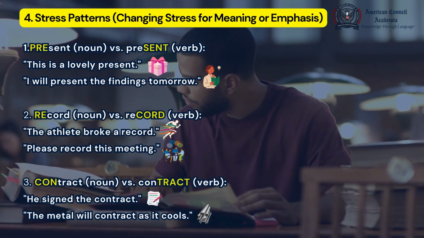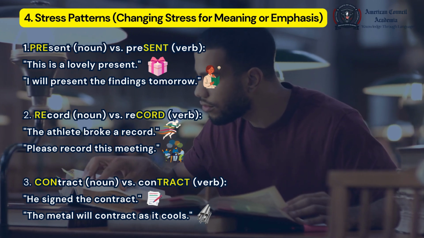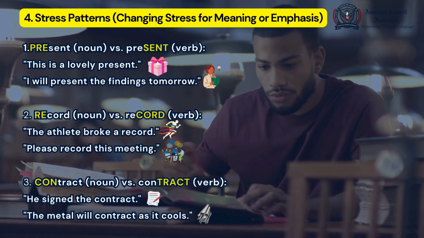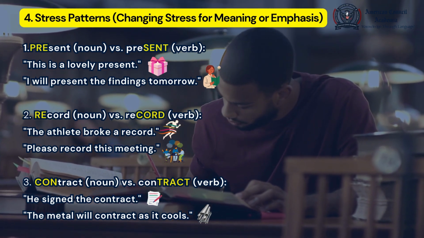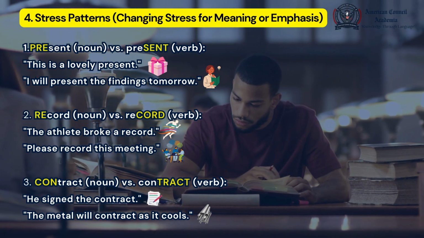Record, noun, versus record, verb. The athlete broke a record. Please record this meeting. Contract, noun, versus contract, verb. He signed the contract. The metal will contract as it cools.